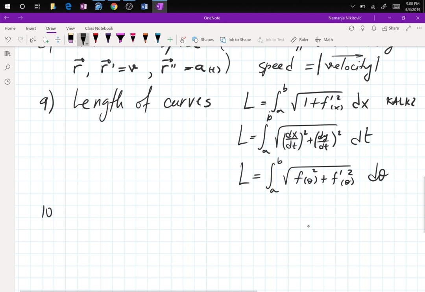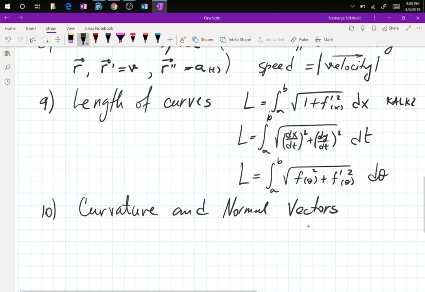Number 10, curvature and normal vectors. You don't have to worry about the physics portion of it in terms of decomposing acceleration, but you need to be able to calculate the curvature, and you need to be able to calculate the normal vector, as those calculations are needed for the rest.